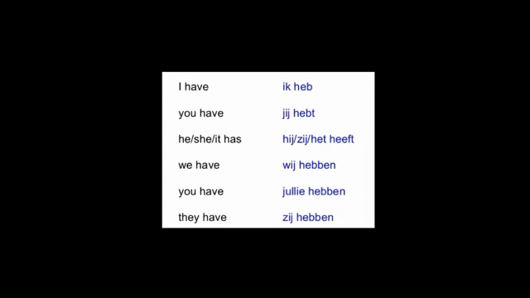The verb to have. Hebben. Ik heb. I have. Jij hebt, you have. Hij heeft, he has. Zij heeft, she has. Het heeft, it has. Wij hebben, we have. Jullie hebben, you have. Zij hebben, they have.